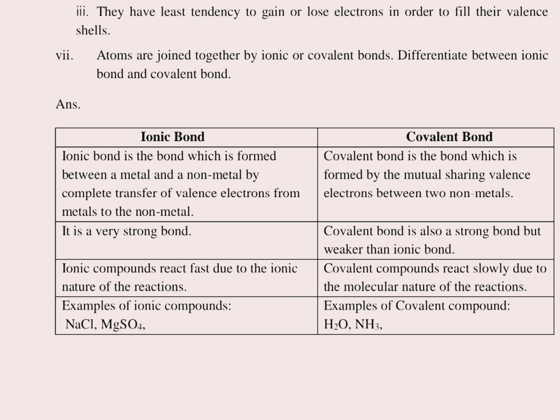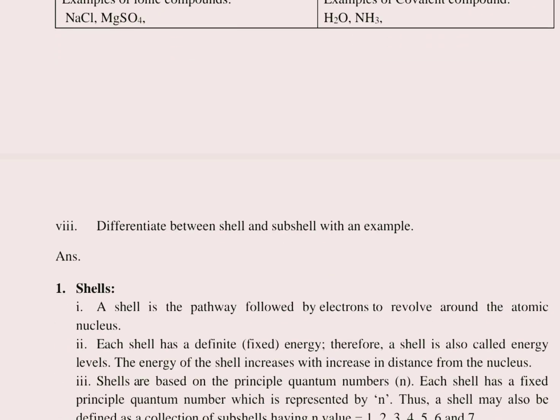And if you consider the reactivity, ionic bonds undergo fast reaction, and as far as covalent bonds are concerned, they are reactive. It's not that they don't react, but they react very slowly, right? So this is the major difference. Sodium chloride, magnesium sulfate, any sort of such chemical, these are all ionic. And here we have water, ammonia, carbon dioxide, these all have covalent natures.